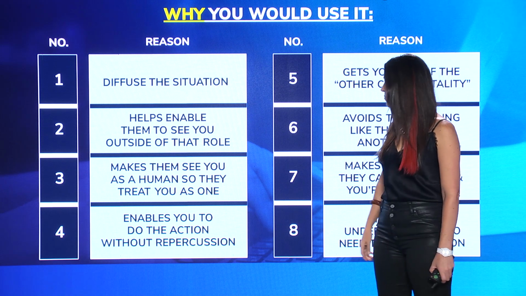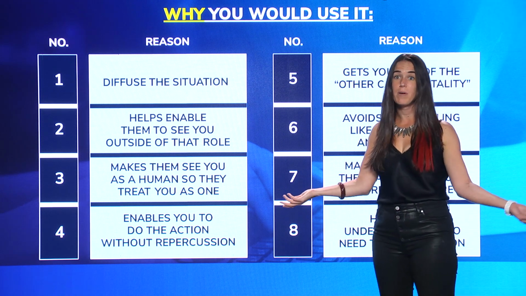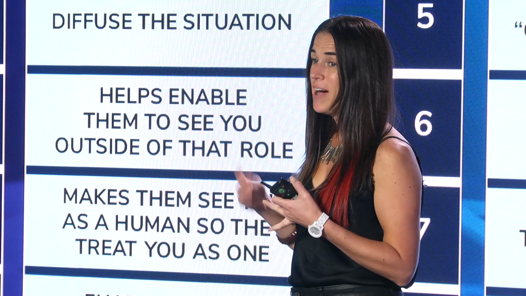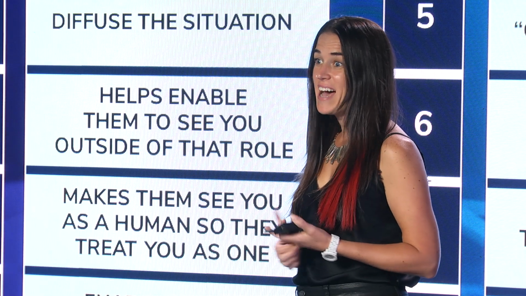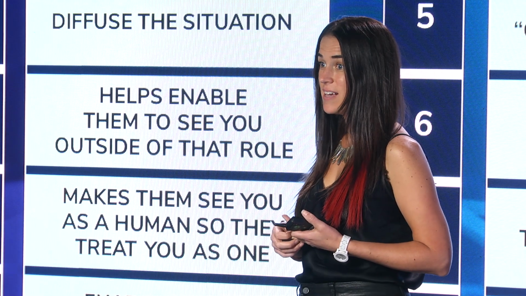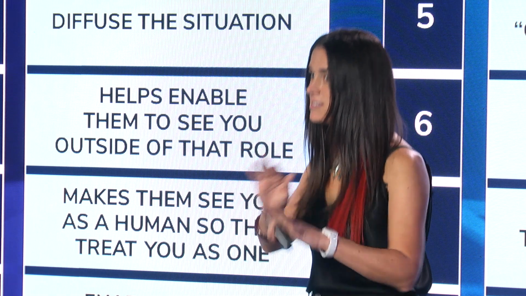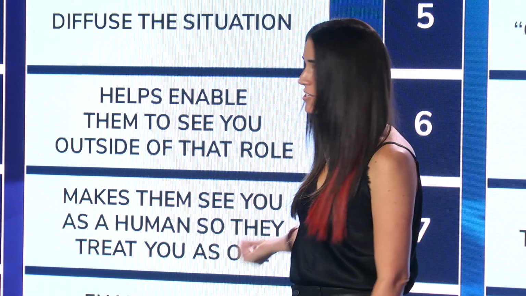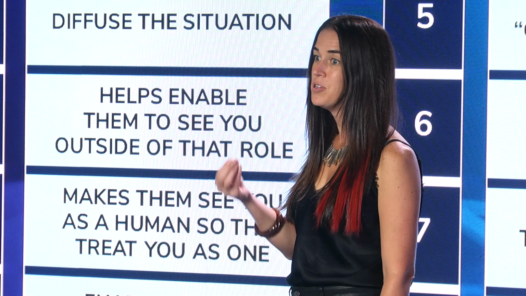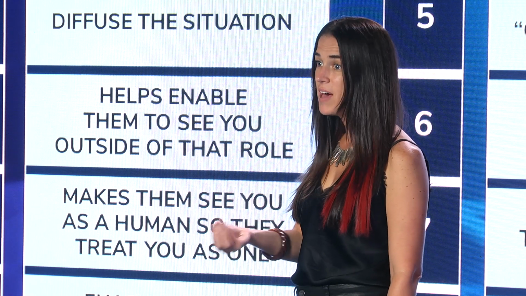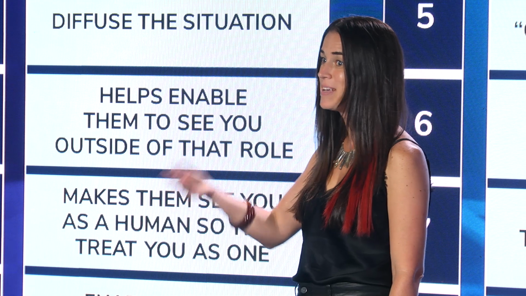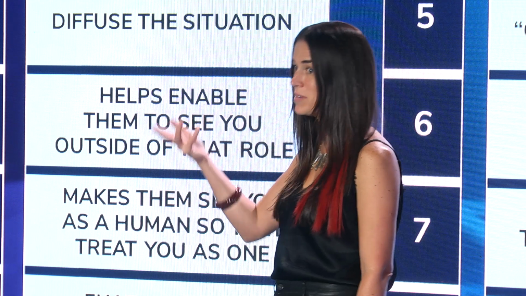Number 4, it enables you to do the action without repercussion. So essentially, there's some things that we just have to do. You have to ask for budget. You have to ask eventually if this is the person that signs on the dotted line, not at the on-site, but eventually you have to know the answer to that question. So this classic role diffusion enables you to basically do the action without the negative repercussion of them seeing you as the person who does that kind of thing because you're outsourcing essentially the onus of it.